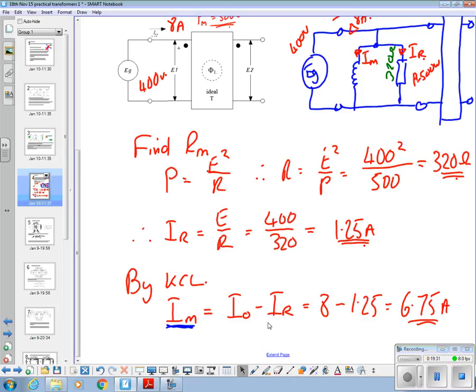Look at how we found IR. We did it by voltage over the impedance or the resistance. Is there a way of doing IM in a similar way? What I'm saying here is, is there a route with the information we've got to find the value of Xm, the inductive reactance?